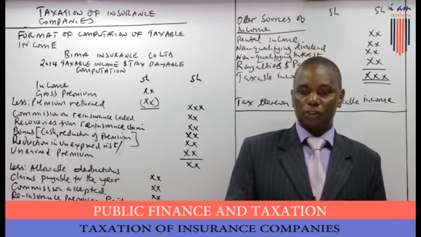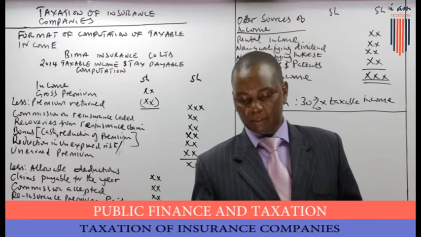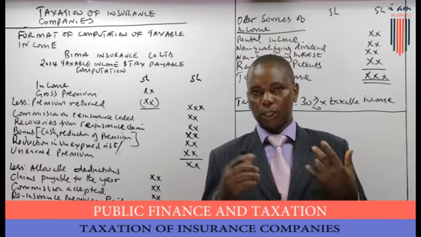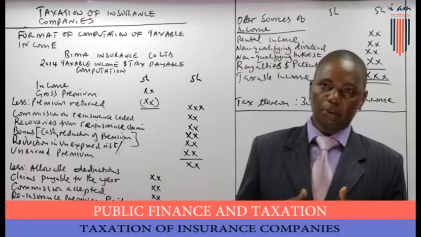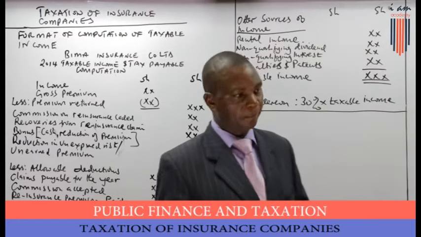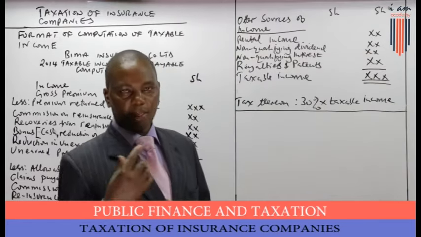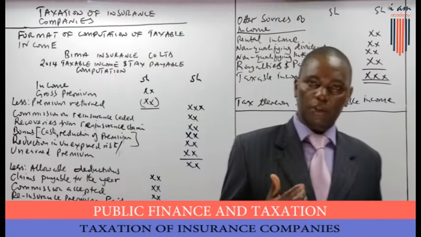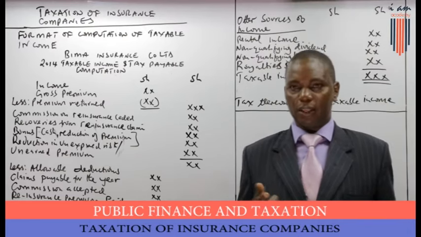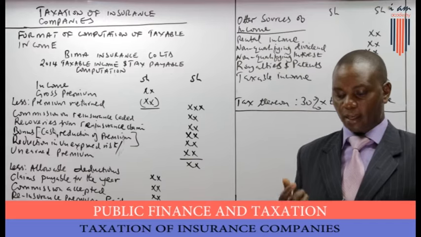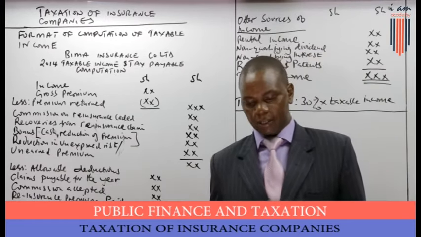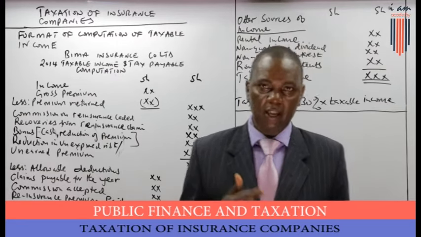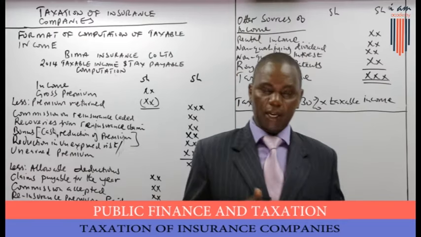The third item is the investment income as a result of investing in the general insurance fund. So this one will also form part of the taxable income of an insurance company. Also, the general insurance company can receive bonus. So the bonus received will also form part of the income of the insurance company. The fifth item is the recoveries from reinsurance companies. So any recoveries from the reinsurance companies also form part of the taxable income.